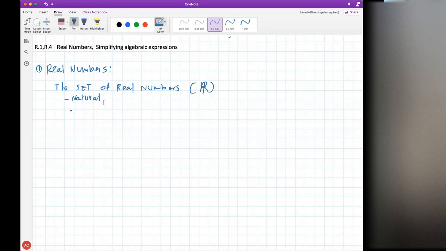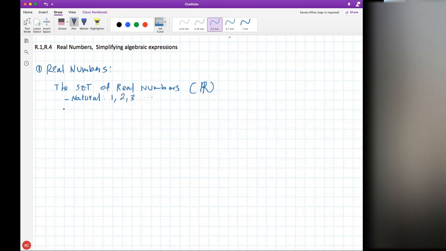Okay, so the natural numbers. What are the natural numbers? What do they start with? Anybody have an idea on what's the first number in the natural numbers? 0? Not 0, but actually 1. From 1, yeah. 1, 2, 3, and so on.